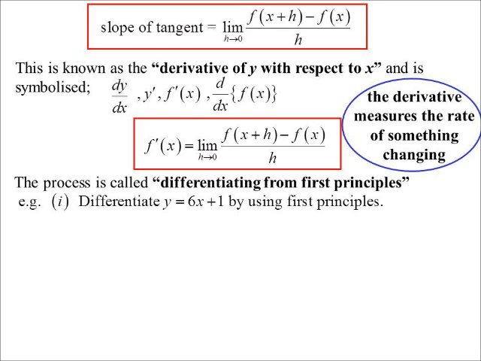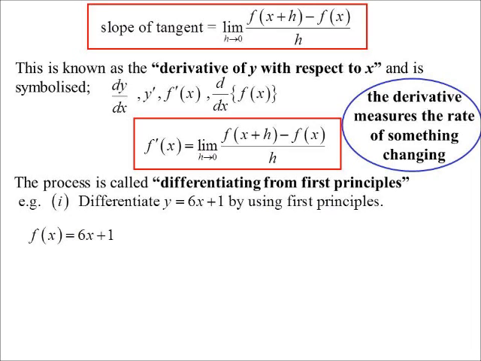Okay, differentiate y equals 6x plus 1. Now, we should know the answer to this if you remember what we said the derivative measures. The derivative measures the slope. We know the slope of this line, so we should get an answer of 6. Let's see how we go.